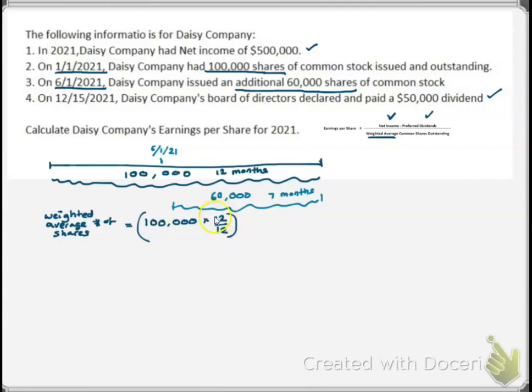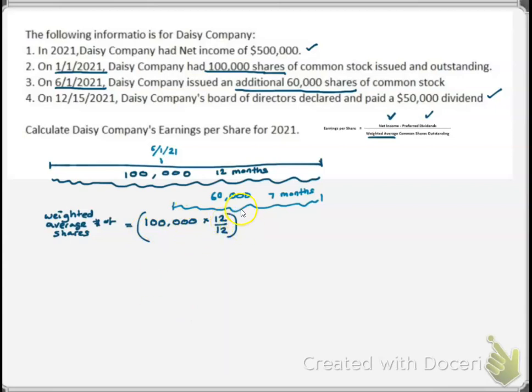This fraction is the time period that the company had these shares outstanding. So the 100,000 shares were outstanding for 12 months. That's the numerator. And then the denominator represents the number of months in a year. That's why we say 12 out of 12. And I know this is going to end up being 1. So later on, you'll see that this is just going to be the same as saying 100,000.